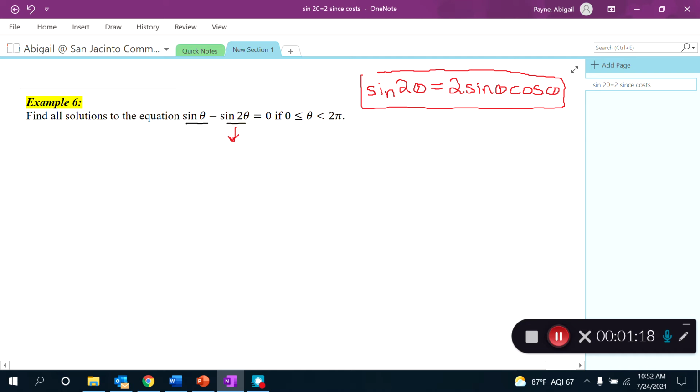Sine of 2 theta here, I could write as 2 sine of theta cosine theta, and then leave the rest of this equation the way it was. So sine of theta minus that, we're replacing the sine of 2 theta, equals 0. And now we can factor out sine of theta. We've got this common factor of sine of theta. We can factor that out.